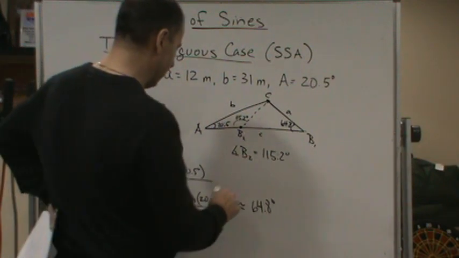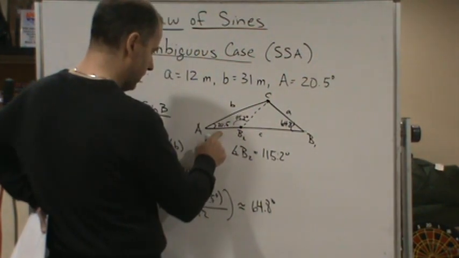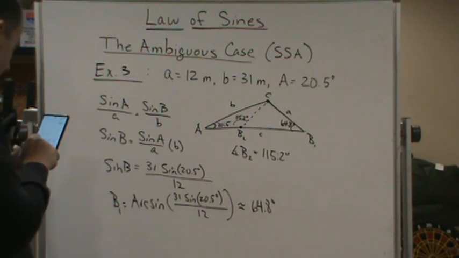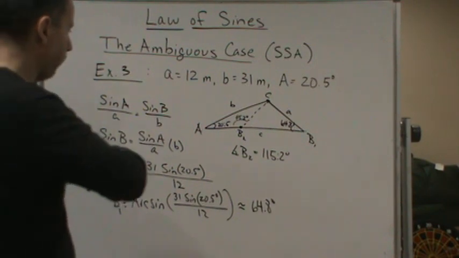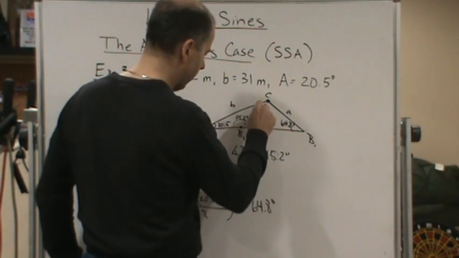So that means if this is 20.5, let's just figure out what the other angles are then. Let's just use the fact that they have to add up to 180 degrees, right? So let's do 180 minus 20.5 minus 115.2. So 44.3, okay, is going to be this one, right?